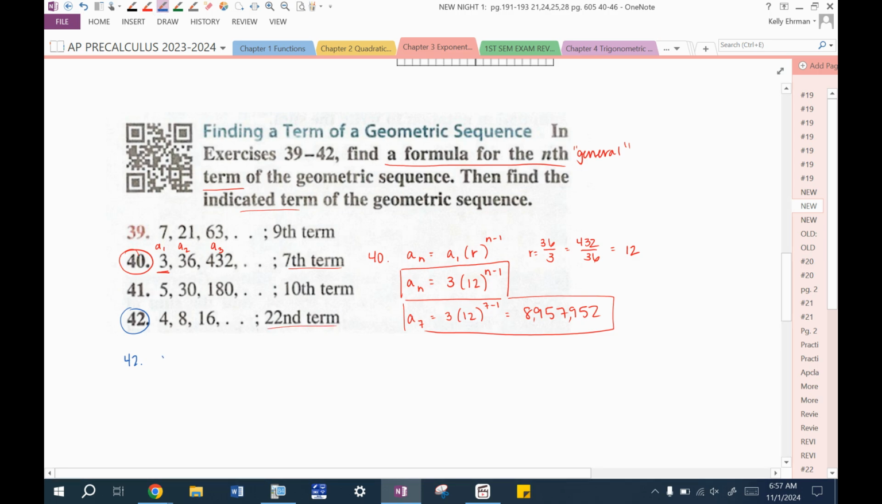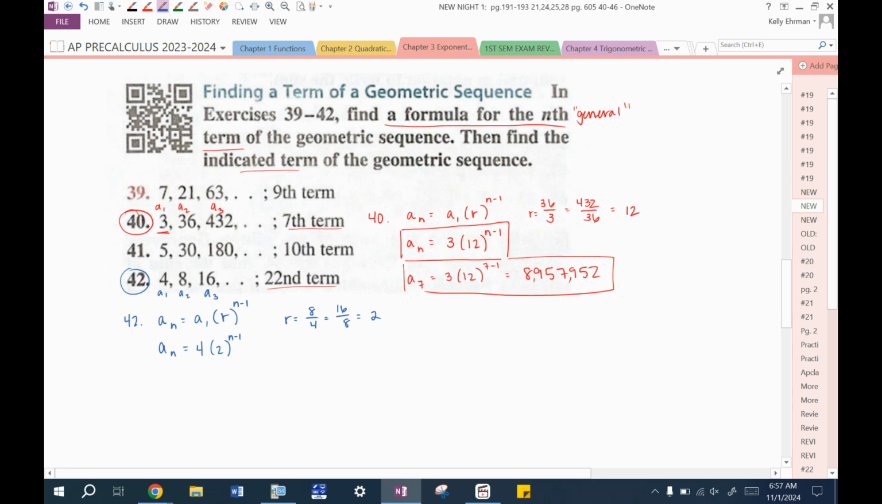All right, so again, let's say a sub n equals the first term times the common ratio to the n minus 1 power. So what is the common ratio? It's 8 divided by 4, which should also be 16 divided by 8. I don't need a calculator for this one. That's 2. The first term I can see in the sequence is 4. So this is equal to 4 times 2 to the n minus 1.